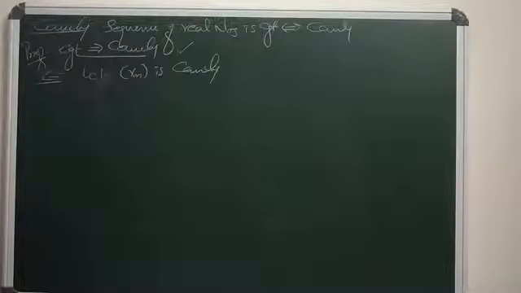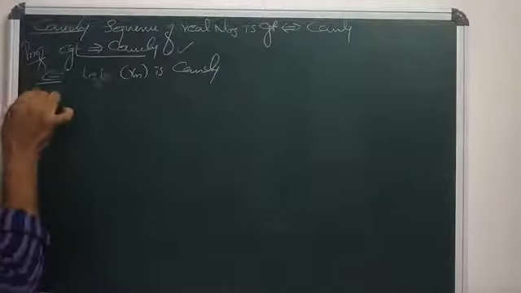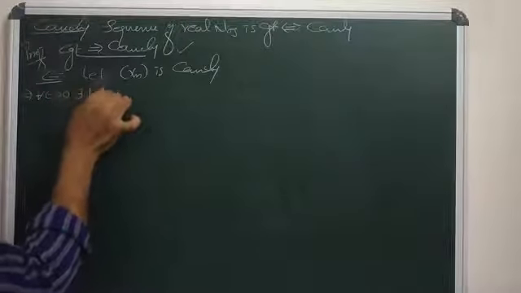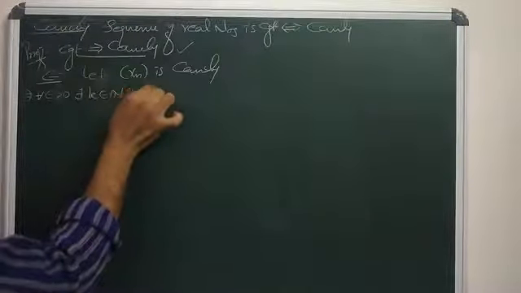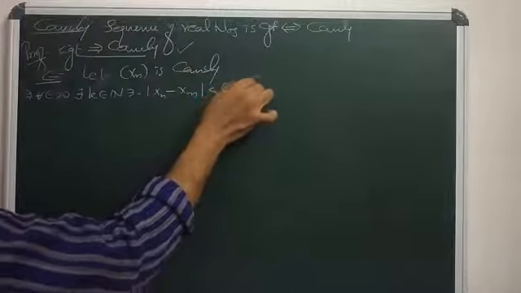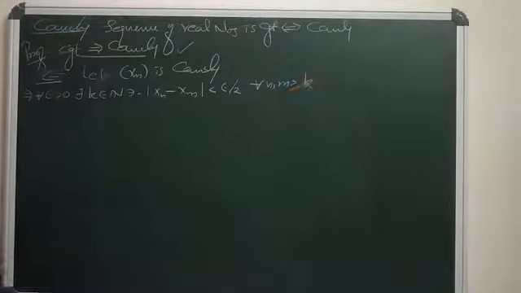{xn} is Cauchy means {xn} is a Cauchy sequence. So that means for all epsilon positive, there exists some k in N such that modulus of xn minus xm is strictly less than epsilon by 2 for all n, m greater than or equal to k. Okay.